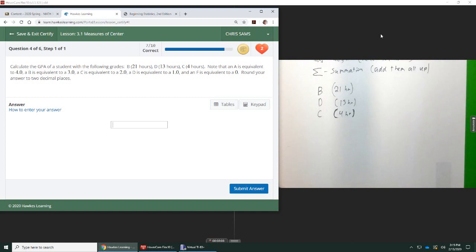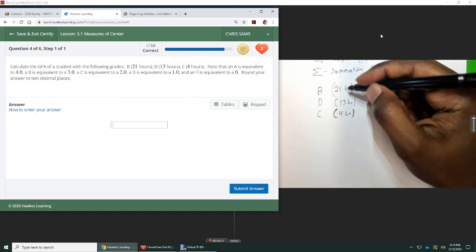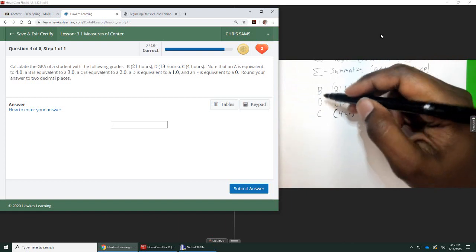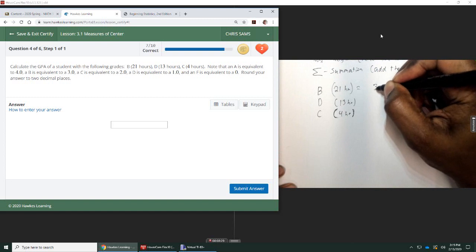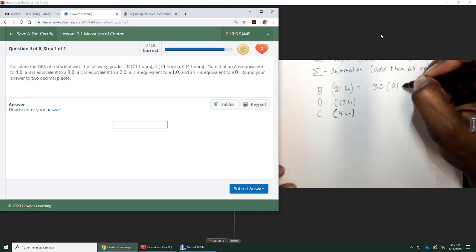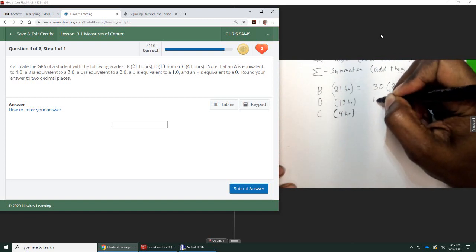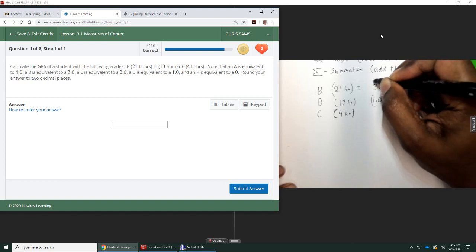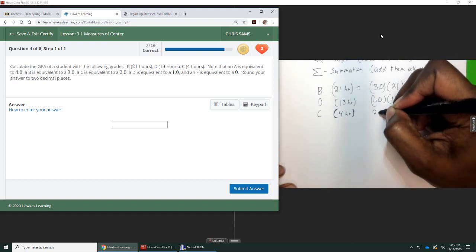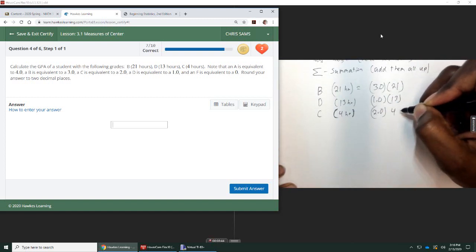Now it says note that an A is equivalent to 4.0, B 3.0, C 2.0, D 1.0, F 0. We're going to round our answer to 2 decimal places. Okay, so to compute these, we need to see these letter grades as numerical values. So we're going to be using 3.0 for B, and we have 21 hours of those. We're going to be using 1.0 for D, and we have 13 hours of those. And then C is 2.0, and we have 4 hours of C's.